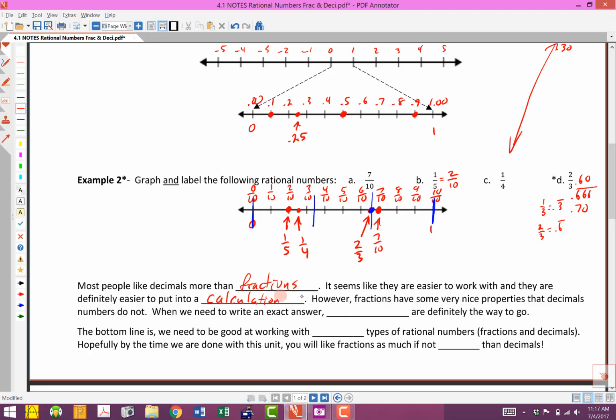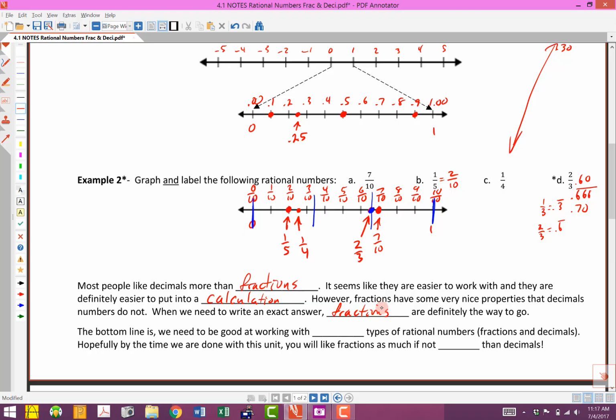But we'll see that fractions have some really nice properties that decimals do not have. And when we need to write an answer in exact form, we need to write exactly what it is, not a repeating decimal or anything like that, then fractions are definitely the way to go.